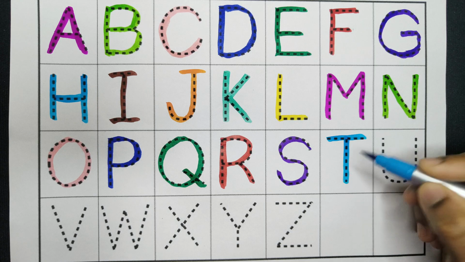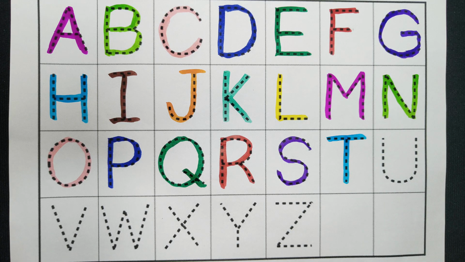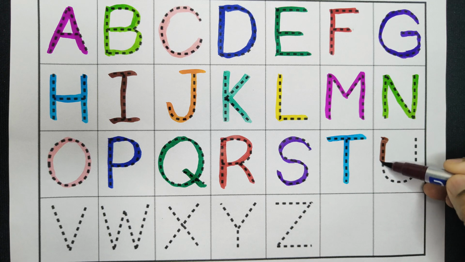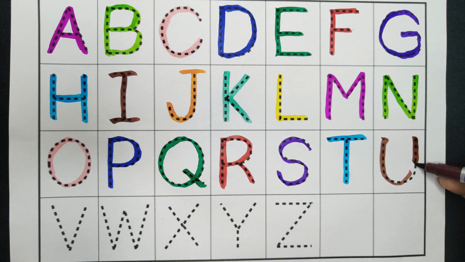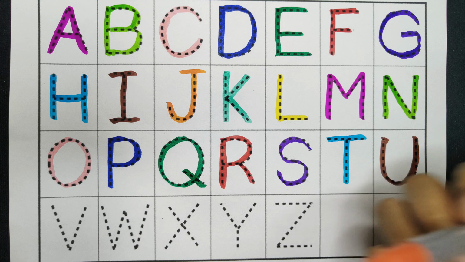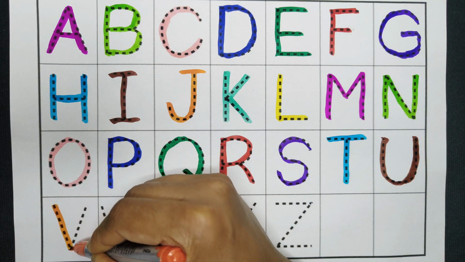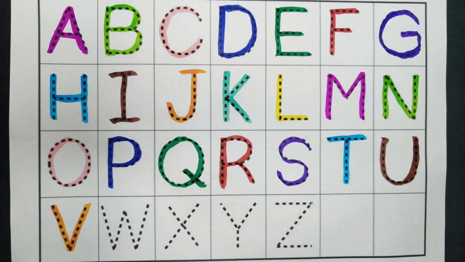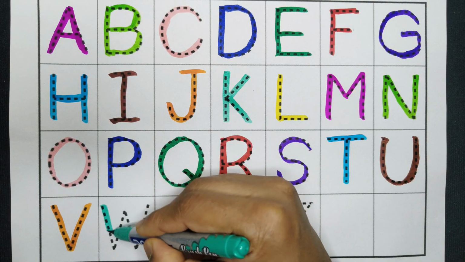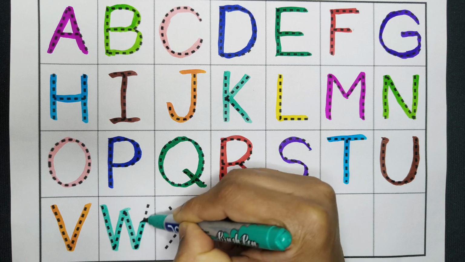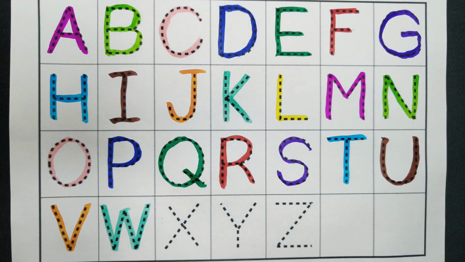T for tiger. U for uniform. V for violin. W for watch.